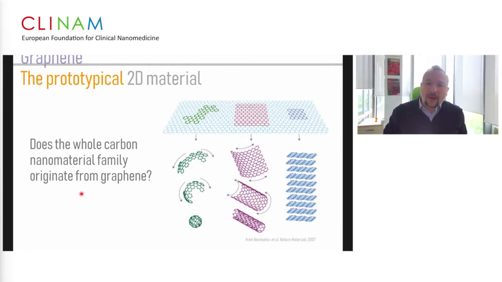So then the question was, and that was quite revolutionary in terms of developments, particularly driven by the physics community, where they thought that maybe the whole of the carbon nanomaterial family could originate from graphene. And you see here schematically on the right-hand side, how would that be envisioned and how would that be possible? So the question is, are we talking about the prototypical carbon nanostructure here in the form of graphene?